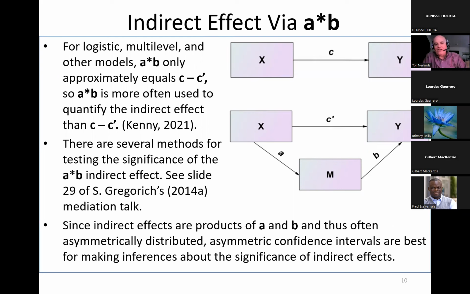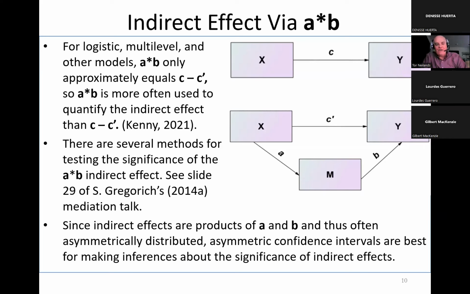But I will mention that because the indirect effects here are products of two coefficients, A and B, they are most often asymmetrically distributed. And so what does that mean on a practical basis? Well, if an effect is asymmetrically distributed, it makes less sense to do what's usually done, which is take the estimate and divide it by its standard error, because the standard error is based on the standard deviation, and a standard deviation assumes a symmetric distribution. So what's more typically done is to calculate confidence intervals that are asymmetric, and I will talk about some methods for how you can do that in a few minutes. But that's what's most often done for making inferences about the significance of indirect effects.